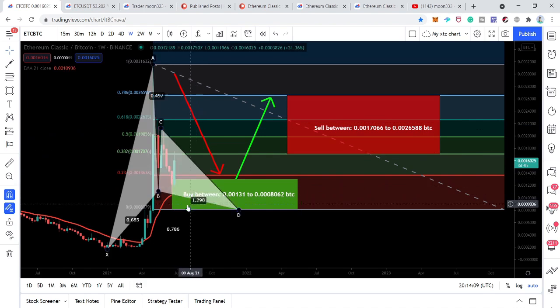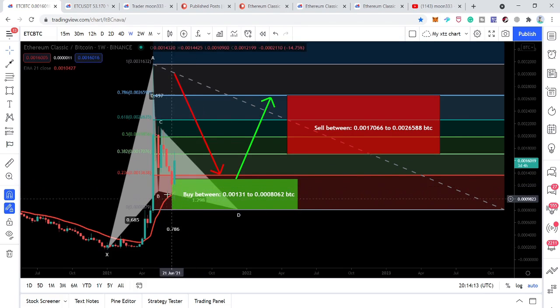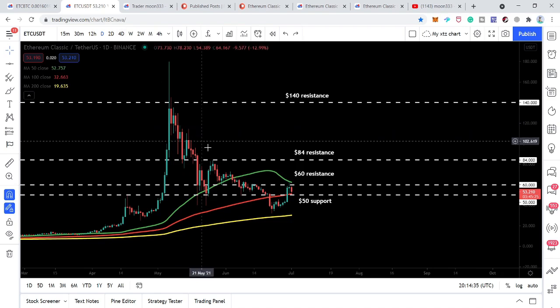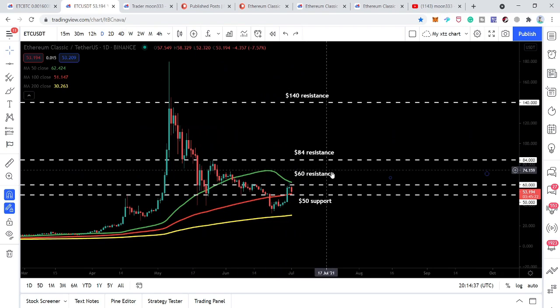We can see that on the weekly time frame chart, we also had a very good support of EMA 21 as well. If you take a look at the Bitcoin chart, the Bitcoin is moving under the EMA 21 weekly, but the Ethereum Classic against the Bitcoin on the weekly time frame chart had a very nice bounce recently by this EMA 21 weekly and is moving to the upside. And now at the daily time frame chart, the price action is moving between the $60 resistance and the $50 support level.